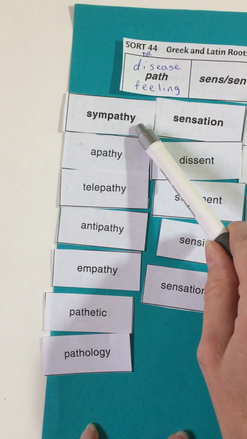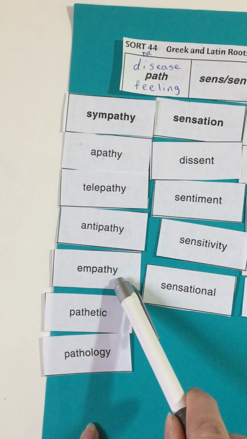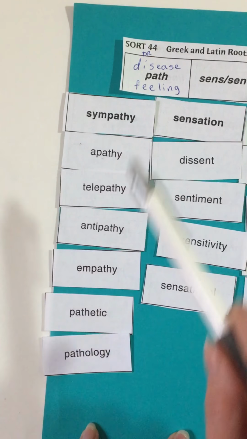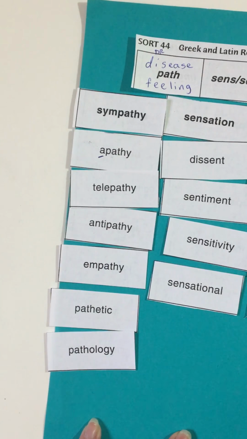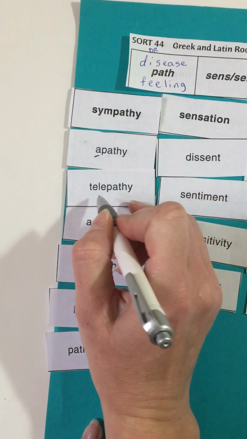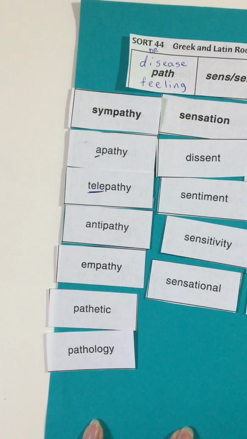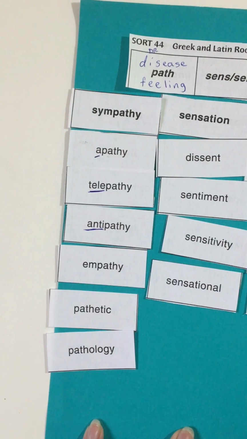Sympathy means you're feeling sorry for somebody, as opposed to empathy, which means you feel like you're in their shoes, you have felt it before, you really can feel the pain that someone else is having. Sympathy just means, I feel sorry for you. Apathy, the a here means not, so it means without feeling, not feeling. Telepathy, this is the far away part, so feeling far away. The anti here means against, so that would be feeling against something.